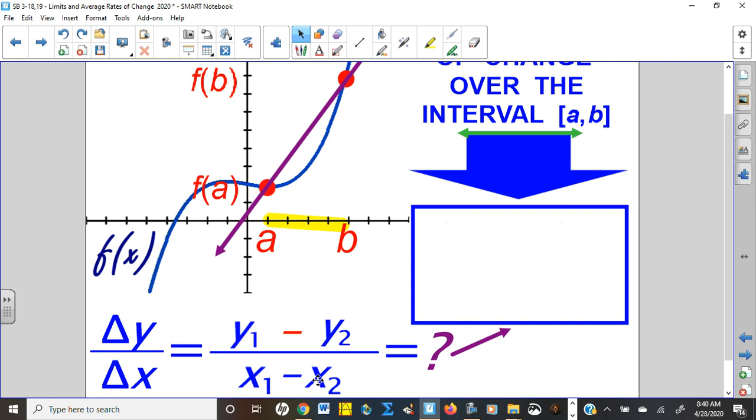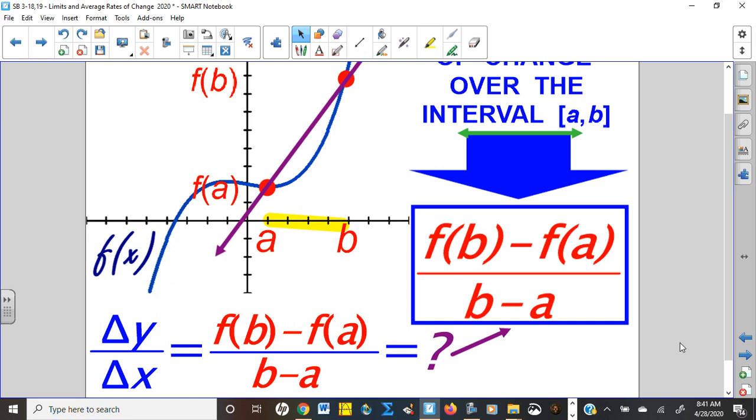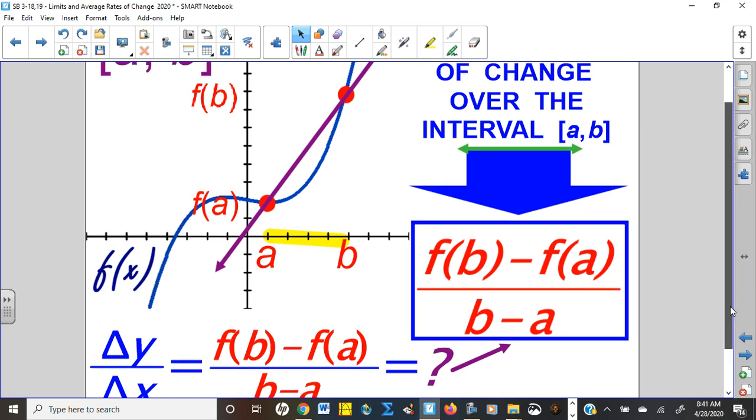So for x1, y1, we could call those b and f of b, and then for x2 and y2, we could call those a for the x, and then of course f of a for the y, and you have yourself a formula. Okay, f of b minus f of a over b minus a.